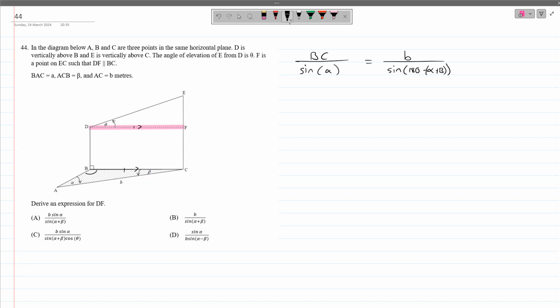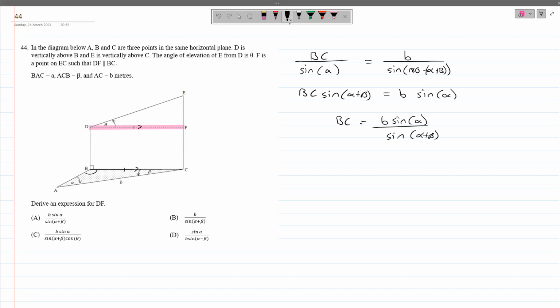And then we can rewrite this such that it becomes BC over sine alpha plus beta, since sine of 180 minus an angle is just going to be sine of that angle, and now we are cross multiplying, so that would be b multiplied by sine alpha. Therefore BC is equal to b sine alpha over sine alpha plus beta, like that.